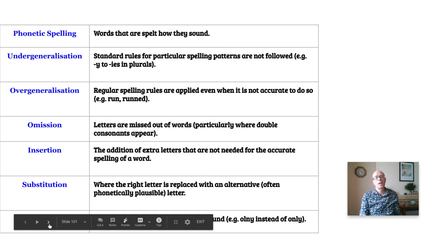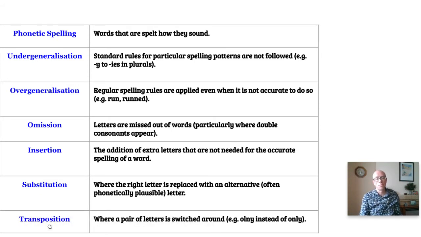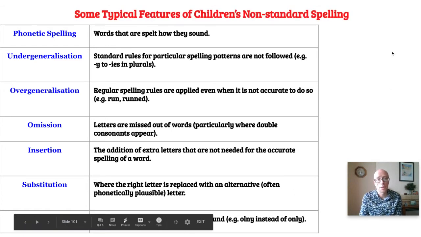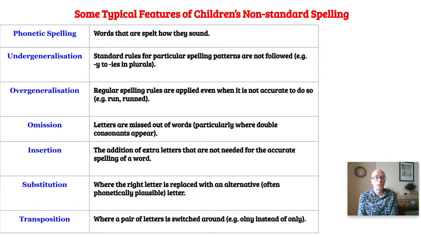So here we have the kind of typical features that you would expect to see, the non-standard spellings you'd expect to see in children's writing. And there are 7 of them here. So phonetic spelling, words are spelt how they sound. You've got under and overgeneralization. So undergeneralization would be where your standard rules for particular spelling patterns are not being followed.